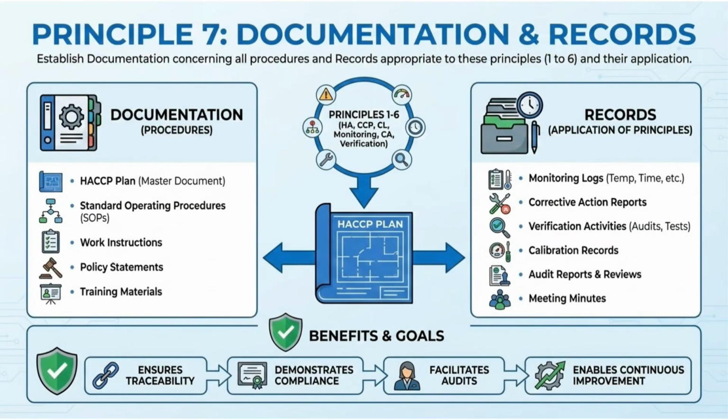Principle 7 is documentation and records. Documentation covers all procedures and records related to the application of Principles 1 through 6. Proper documentation ensures traceability, demonstrates compliance, facilitates audits, and enables continuous improvement of the food safety system.